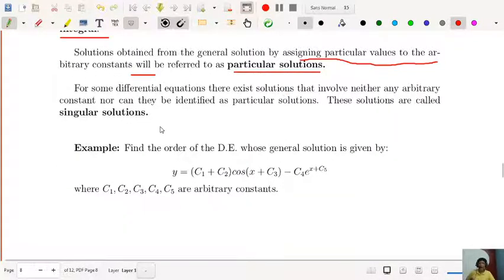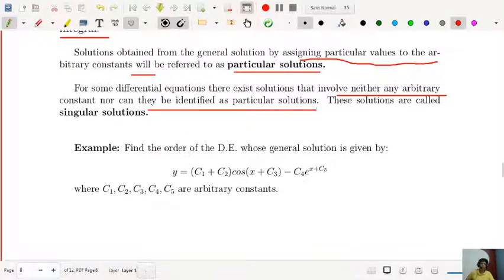For some differential equations, there exist solutions that involve neither any arbitrary constant nor can they be identified as particular solutions. These solutions are called singular solutions. We will explain singular solutions later on more elaborately. Before that, just understand that if it is not a general solution and not a particular solution, it is called a singular solution.